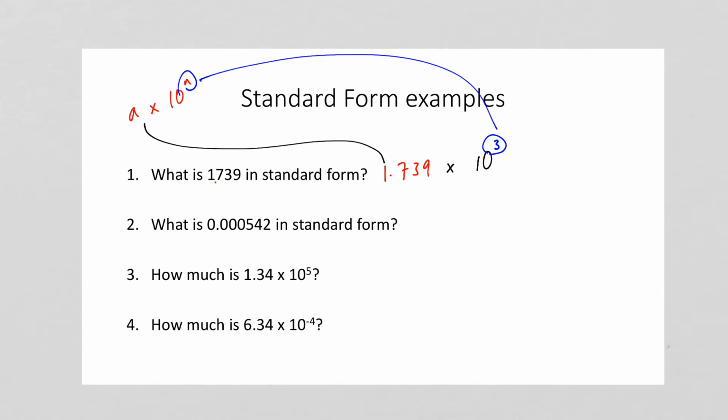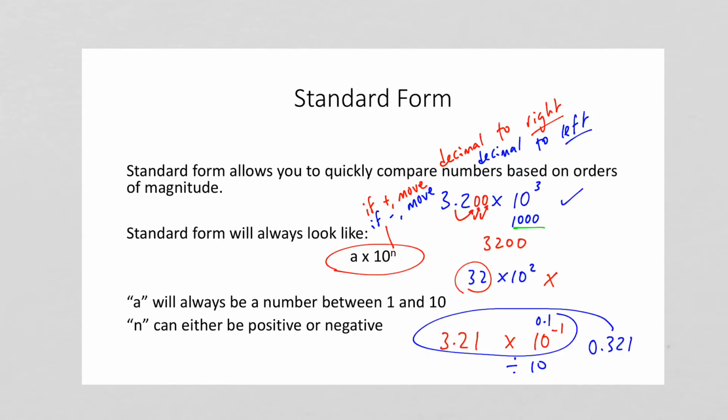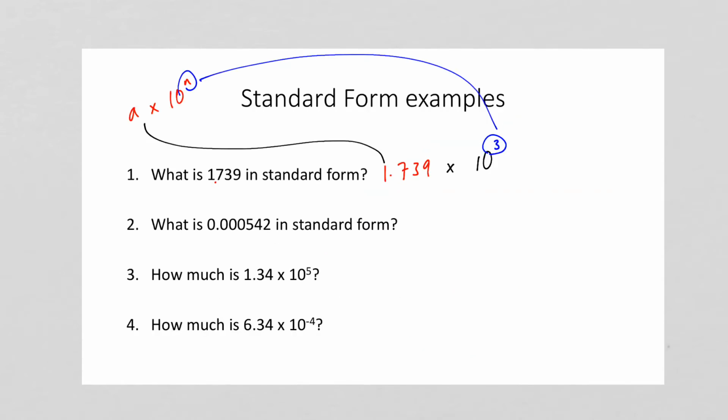Why is it plus 3 and not minus 3? Because we said if it is positive, we're going to move the decimal to the right. So let's see what would happen. It's positive, so we would move the decimal 1, 2, 3. And there we go, 1.739 times 10 to the 3.